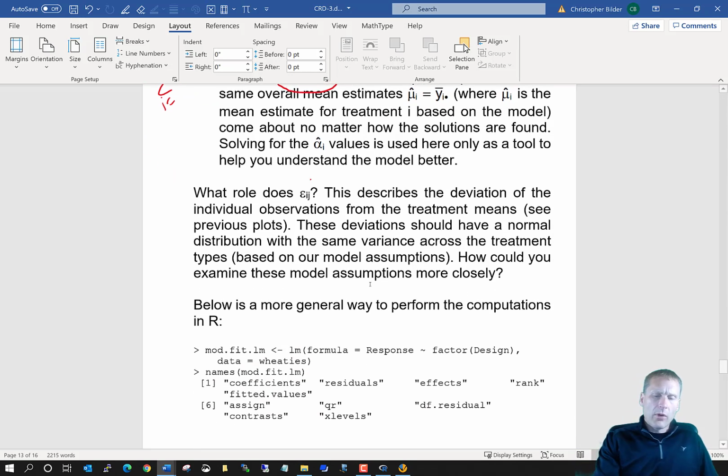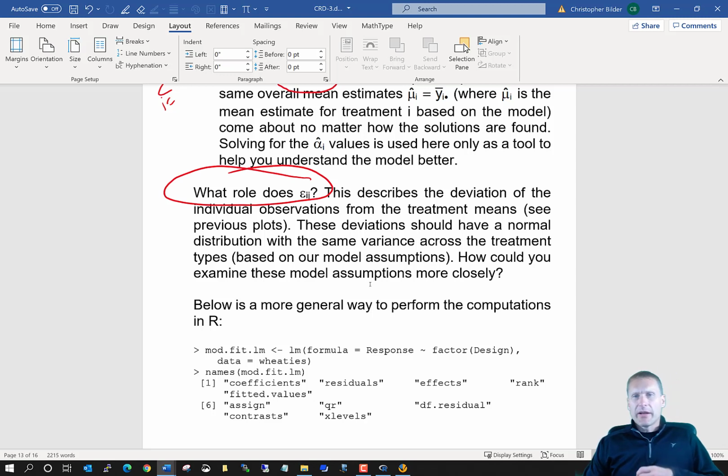So what role then does epsilon sub ij play? Because notice we didn't include that. Well, epsilon sub ij is actually a random variable. It's not a parameter itself, so that's why we're not estimating it. Do note that the sigma squared epsilon, that is the variance of epsilon sub ij, is actually a parameter. And the way that that is typically estimated is with mean square error. Okay.